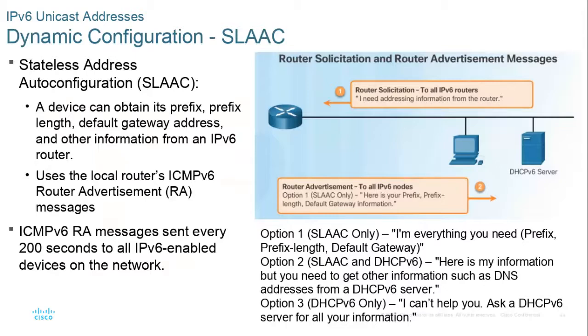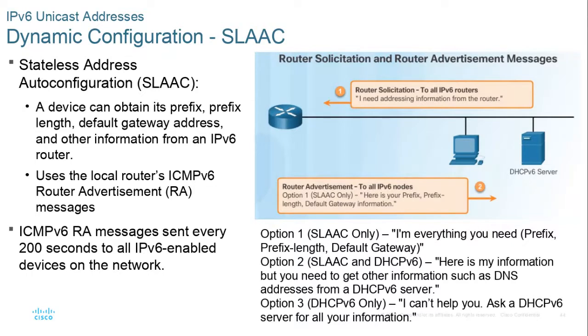So SLAAC works like this. The workstation, when it boots up, is going to send out a message saying, I need to get my IP address and my prefix length and the default gateway address. This is the kind of stuff that in an IP version 4 world you would get from a DHCP server, or you have to statically configure it. So the local router sends out router advertisement messages telling everybody who he is. And the workstation sends out a router solicitation message saying, I need to get my address.